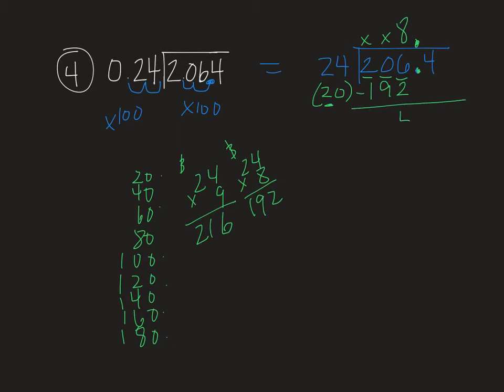6 take away 2 is 4. 20 take away 19 is 1. I've got 14 left over. I can't make a group out of that, and I'm ready to bring down my next digit. If you know how to do this part, you should do it without me and then watch to check. Because if you just watch me, you probably won't learn very much. But if you try it yourself and then watch me for feedback, you have a chance to learn something. That's how learning works.